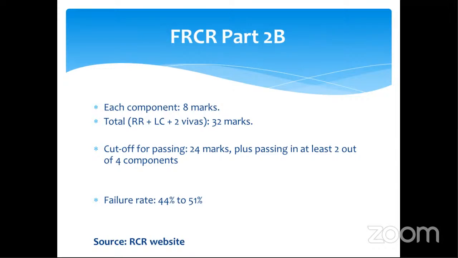So if you get 8 marks in rapid reporting and 6 marks in long cases, you are up to 14 marks already. After that, you are left with only 10 marks to get. So even if you fail both the vivas and you get 5 marks each in both the vivas, then you can reach up to 24 marks. The failure rate for FRCR Part 2B is around 44% to 51%, as per the data from the last 5 years.